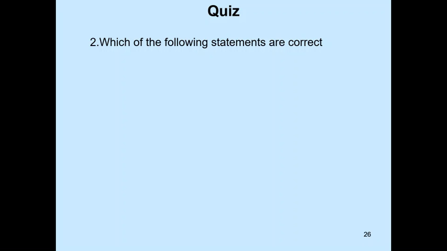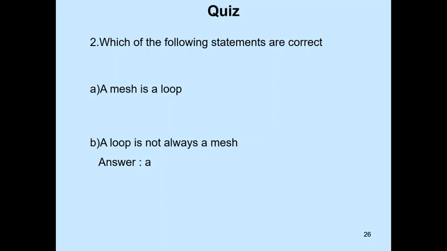Which of the following statements are correct? See the statements. A mesh is a loop. A loop is not always a mesh. A mesh is a loop, but a loop is not a mesh. Some of the loops may be mesh, some may not be mesh. That is the answer. Answer is A.